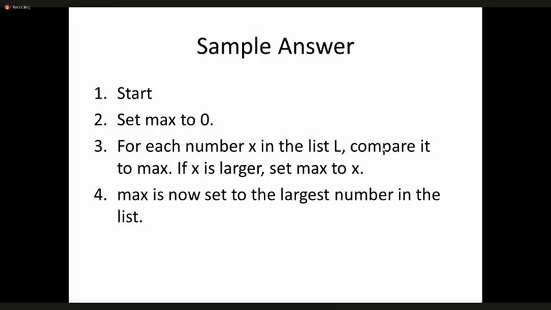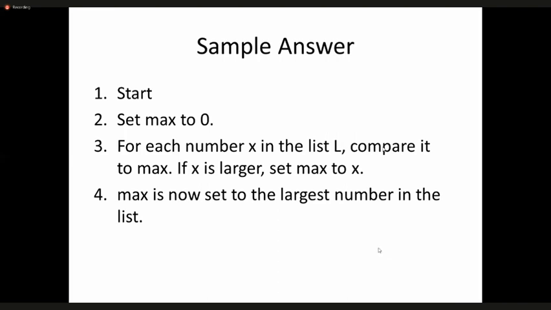Then for each number, in the list, each number here we consider as the X and the list is considered as the L. Then compare it to max. Now what is the value of the max? Tell me which value we are taking using the max? Maximum is considered as the 0th position.